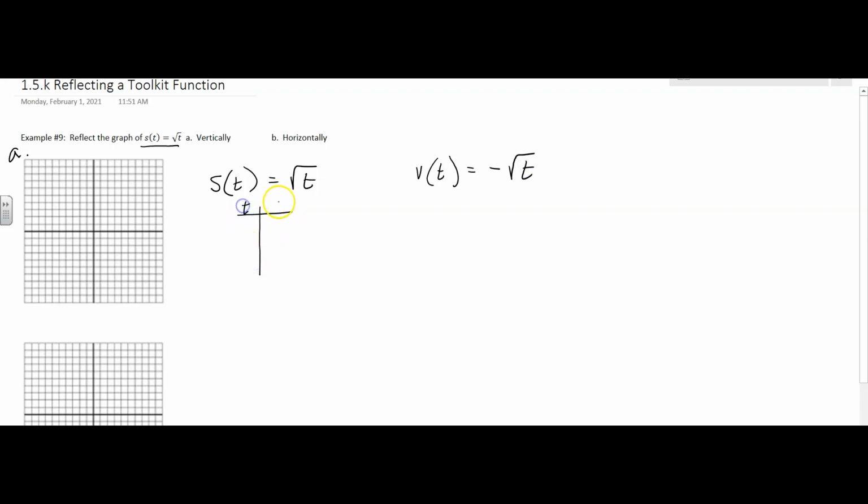Originally, if you had t for an input and s of t for an output, if you were graphing that toolkit function, the square root function, you could put in 0 and 1 and 4 and maybe 9 and get out 0, 1, 2, and 3. And that would look like this. 4, 2, and then 9, 3. And so you get this function. That is the original s of t.